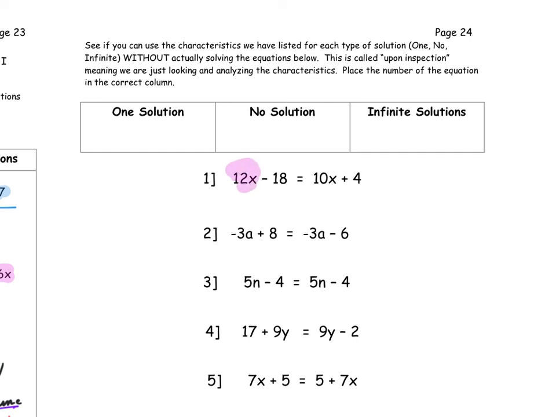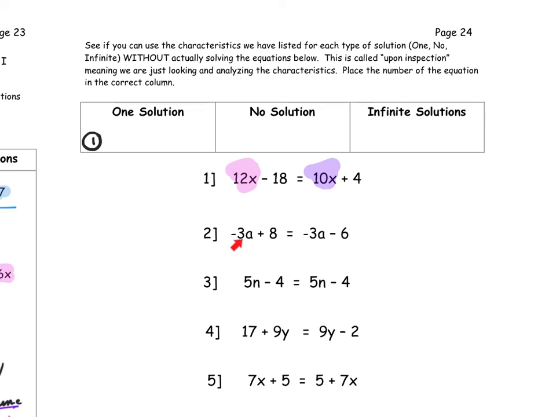I see 12x, and that's different than 10x. So before I look at the constants, I actually don't need to look at the constants because I know that equation number 1, because the coefficients with the variables are different, I'm going to get one solution. So it belongs in the one solution group.